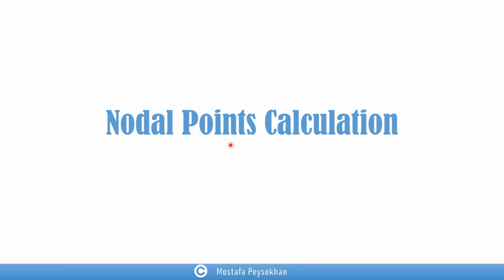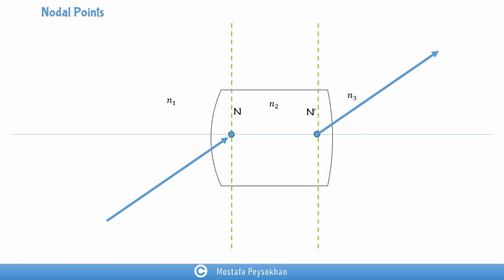We talked about the physical meaning of the nodal points in the optical definition of the nodal points. Now let's talk about what the nodal point is and how we can calculate nodal points. So, as I mentioned before, the nodal points are the points such that when a ray passes through those 2 points, the angle relative to the optical axis for the incident beam and the exit beam is the same. So that's the definition of the nodal points.